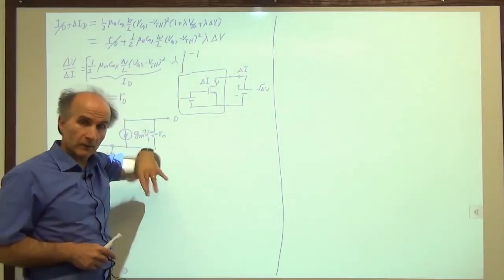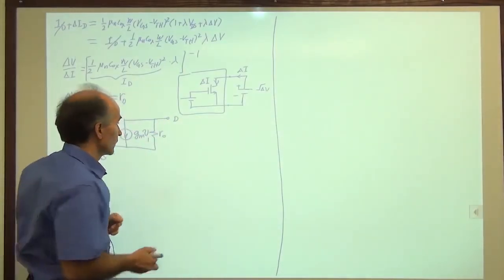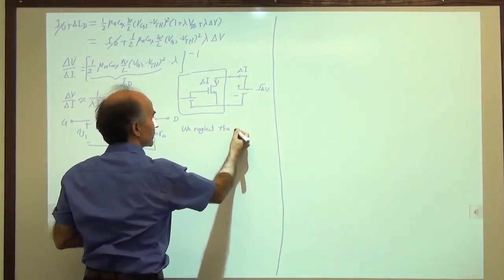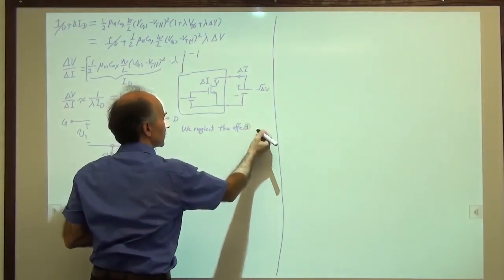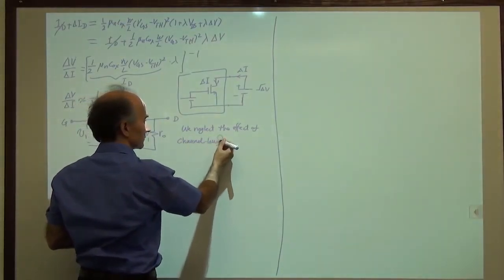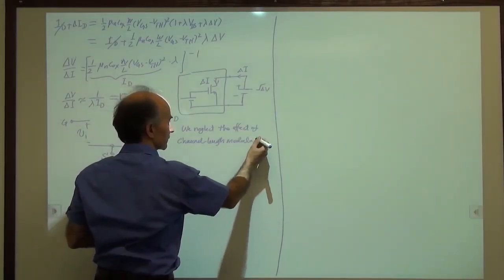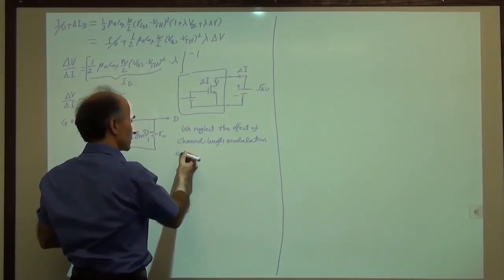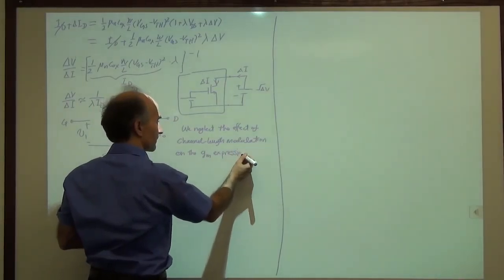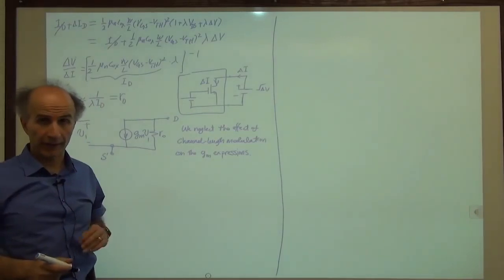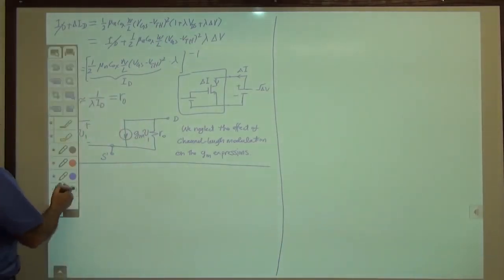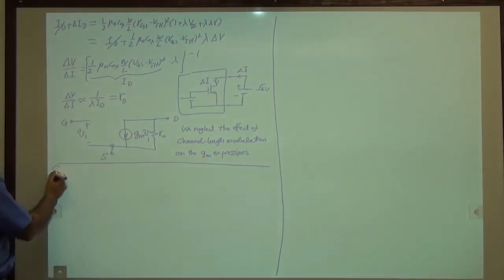But what we'll do in this course, not in graduate courses, but in this course, is neglect that. So we say we neglect the effect of channel length modulation on the gm expressions. In other words, we continue to use those expressions for gm even though we know they may not be quite accurate. All right, this is just to simplify things. Okay, so let's look at an example. Let me change the color of my pen. So here's an example.